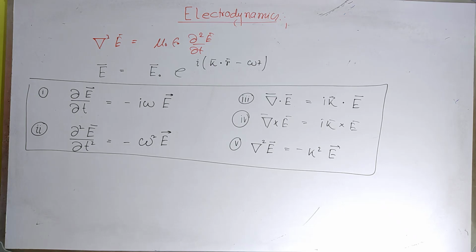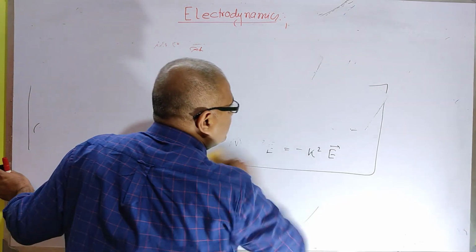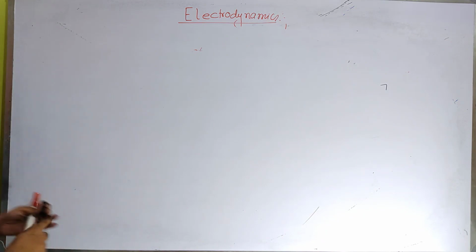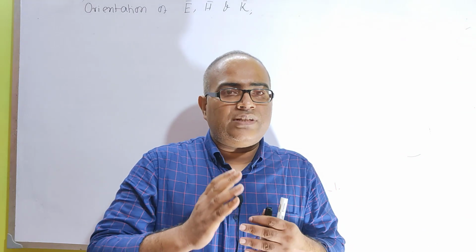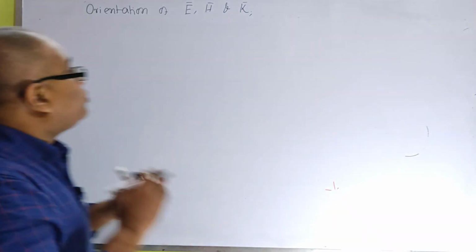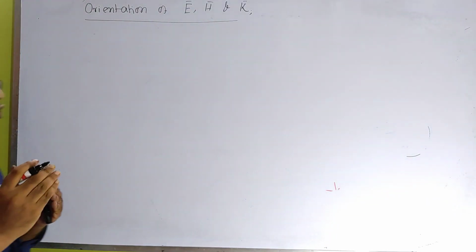So I am very soon going to use these expressions here. We are going to explain the orientation of the electric and magnetic fields with the propagation vector. Okay, so first of all come to the electric field. Look, remember the earlier work.